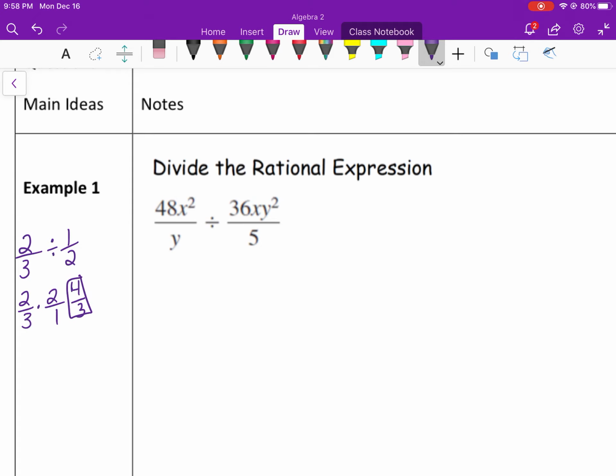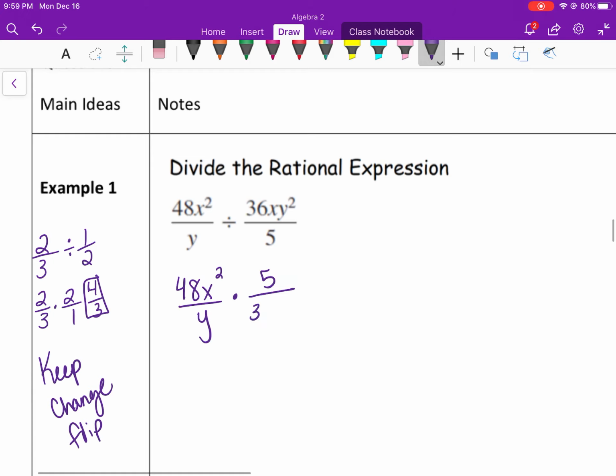So you're thinking, how many 1/2s fit into 2/3. It's kind of confusing with fractions, but the point is that instead of dividing, you change it to multiplication and you multiply by the reciprocal. Or some of you might have learned it as keep, change, flip. So you keep the first fraction the same, you change the division to multiplication, and you flip the second fraction.